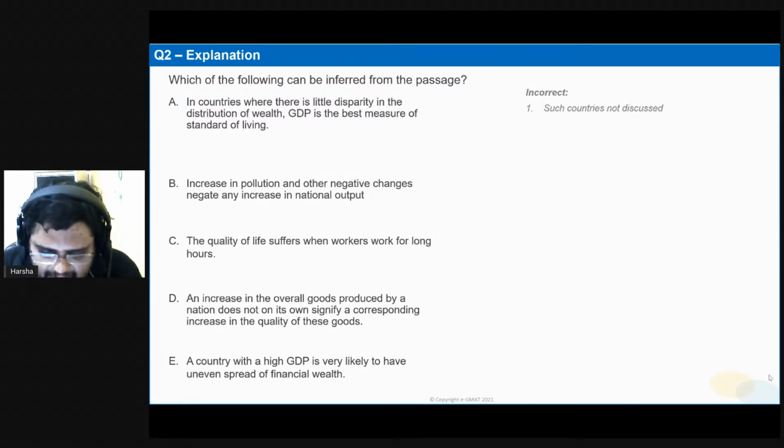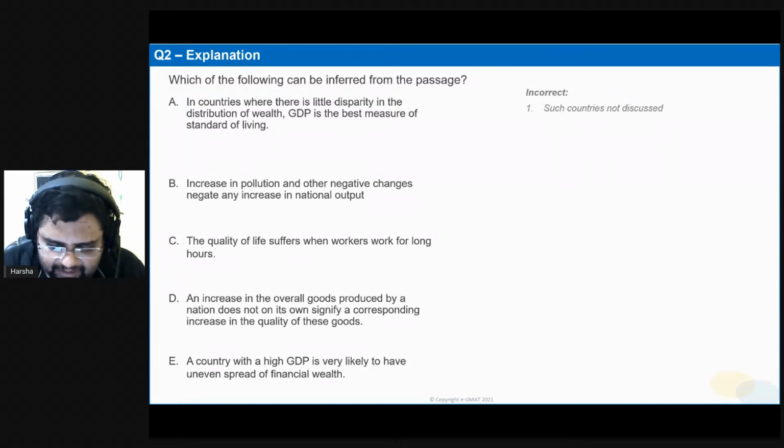So, option A, why is it wrong? Do we know anything about countries where disparity is little? The author does not talk about those kinds of countries, so you should not be choosing that option.